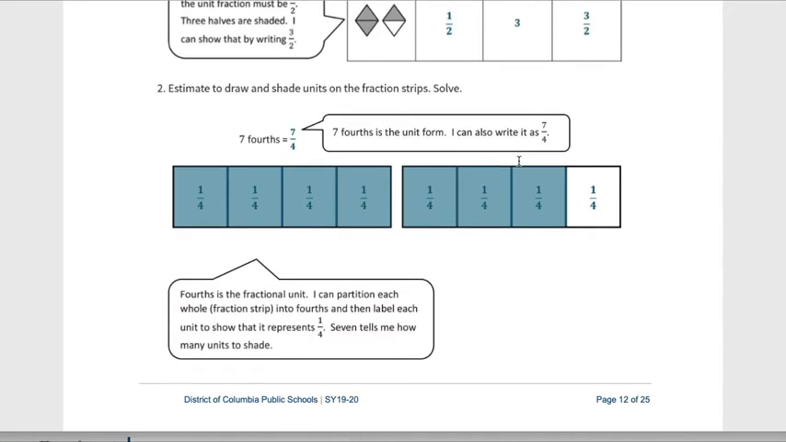Now, estimate and draw the shaded units on the fraction strip. So if I have 7/4, I write that as 7/4. So I need to draw 7/4. We know that 4/4 is 1 whole. So this is showing us that we have two wholes, right?